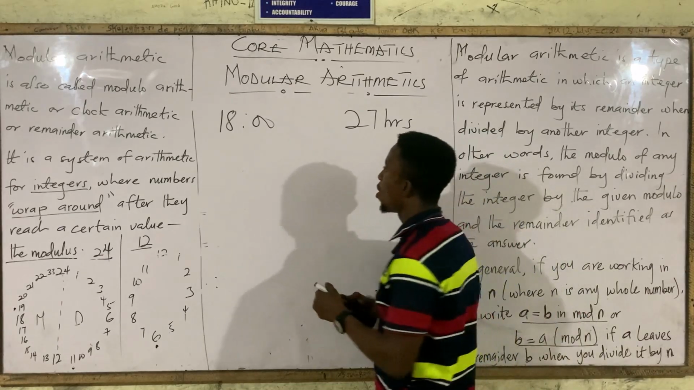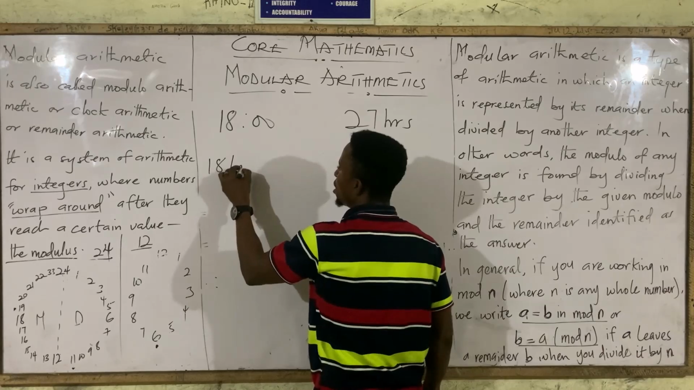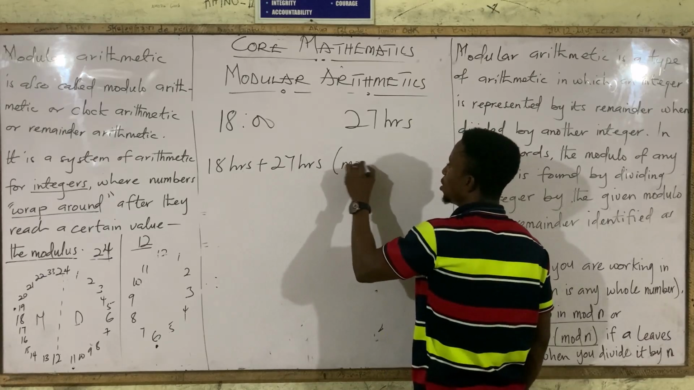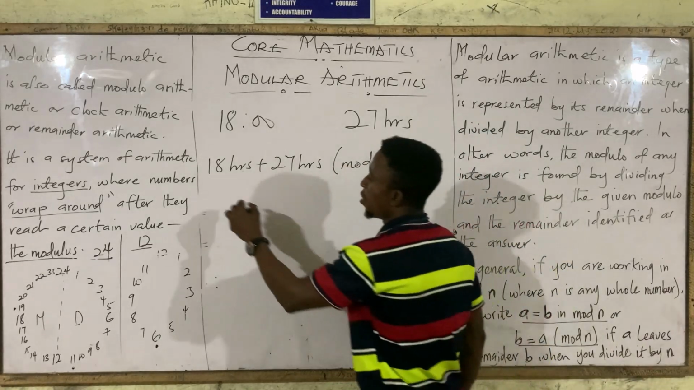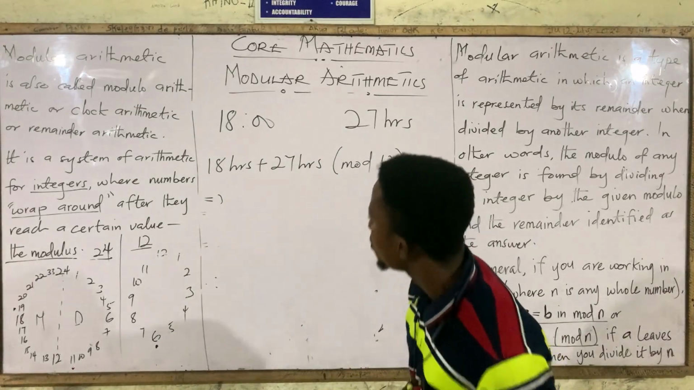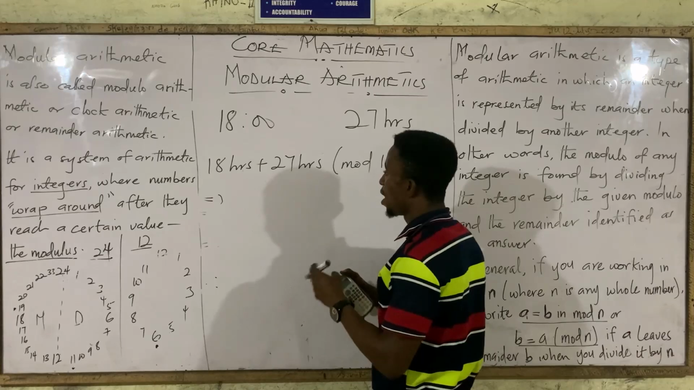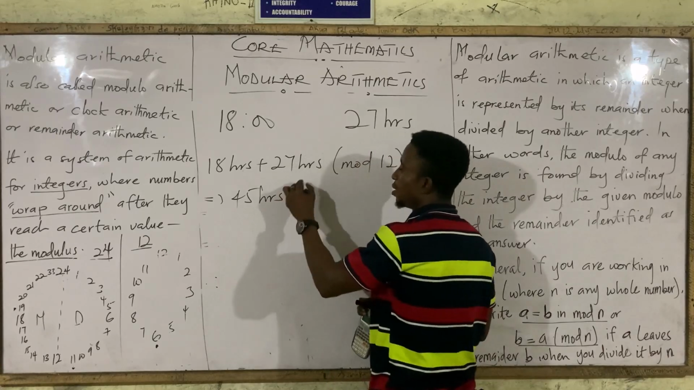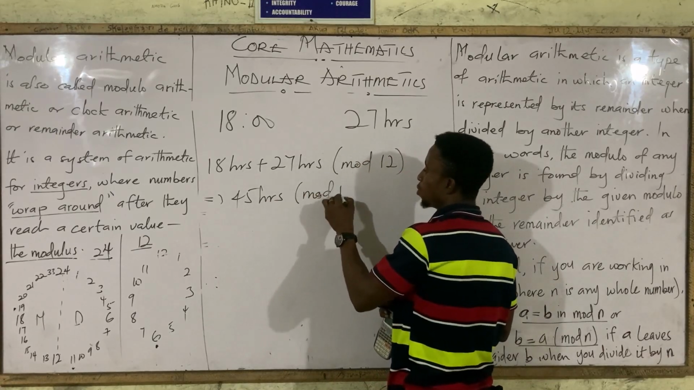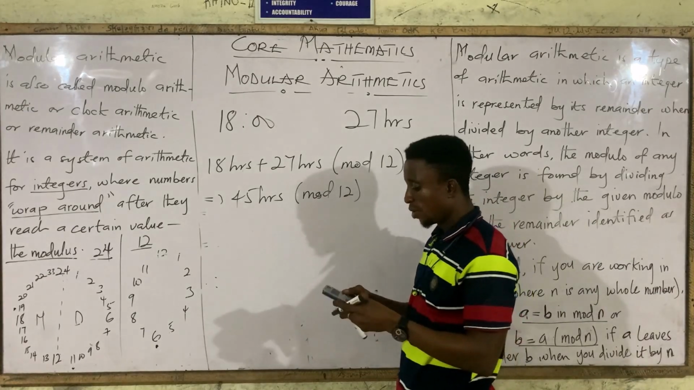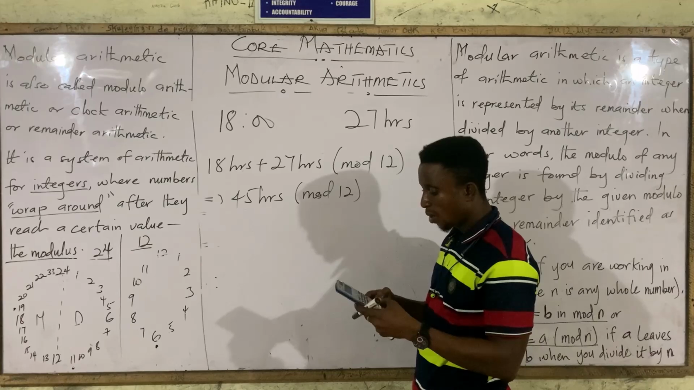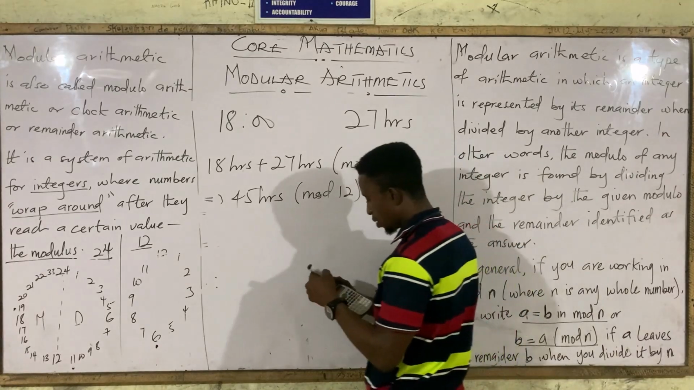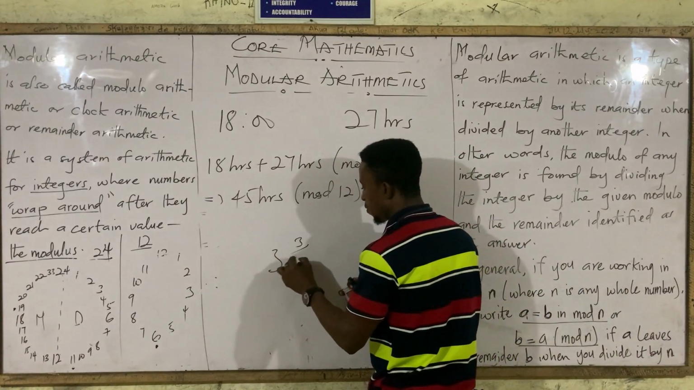So I'll have 18 hours plus 27 hours in mod 12 first. So this one will get us 45, right? 45 hours in mod 12. So when we solve it, we are going to get 45 divided by 12. You know it already. Then convert your final answer to this. So I'll have 3 whole number, 3 on 4.